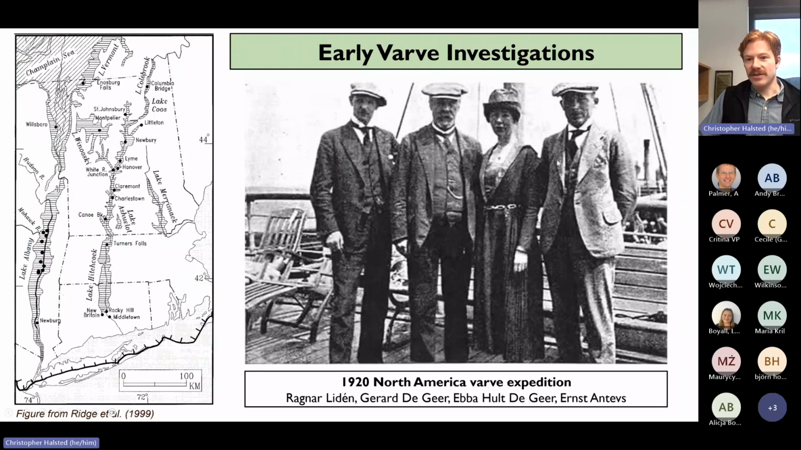But Ernst Antevs did the majority of the fieldwork and almost single-handedly created a Varve chronology that stretched from nearly mid-Connecticut, which is here, all the way up around 380 kilometers to the northern edge of Vermont and New Hampshire up here.